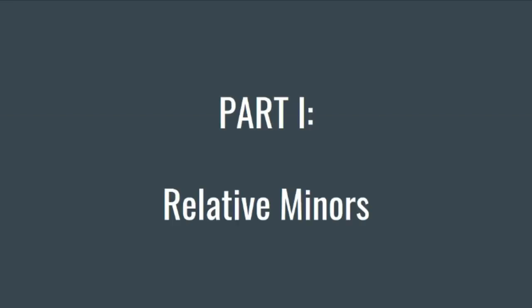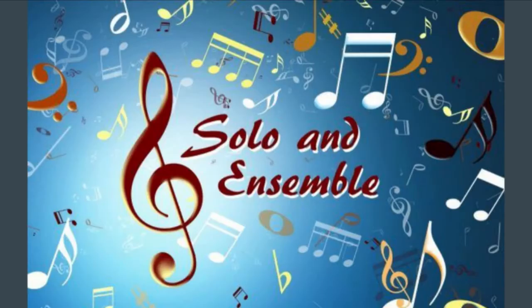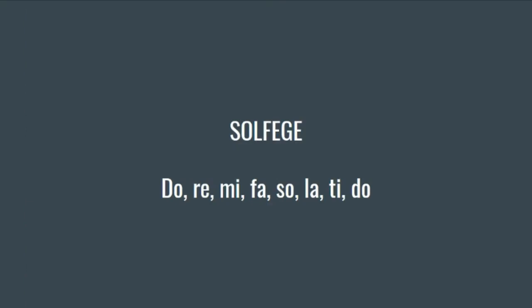The first type of minor key is called a relative minor, and if you've ever been in high school choir, solo, and ensemble, you already know what this is without knowing it. So, we all know how the solfege works, right? The do, re, mi, we all saw The Sound of Music, we know how that works. That, friends, is a major scale.